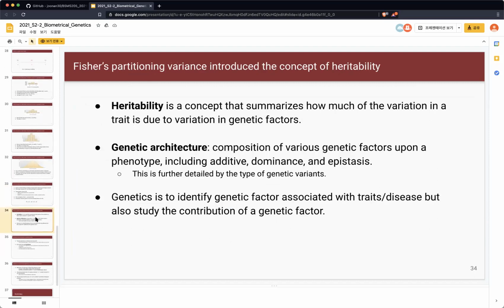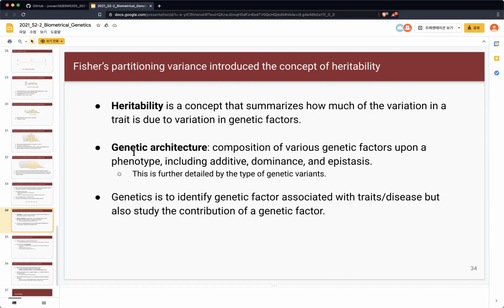Okay, so Fisher's partitioning variance model introduced many key concepts in genetics, especially heritability. Heritability is the concept that calculates how much of the phenotypic variability is explained by genetic factors, right? So heritability is the framework we can use to measure the differences explained by genetics. We're going to learn how to calculate that in a later section.